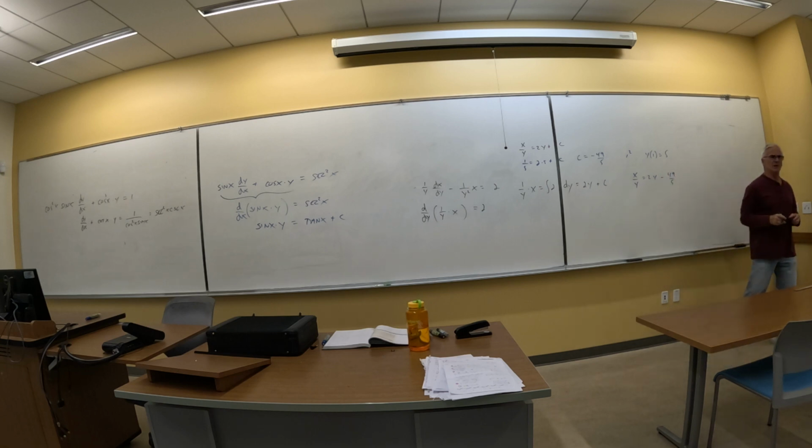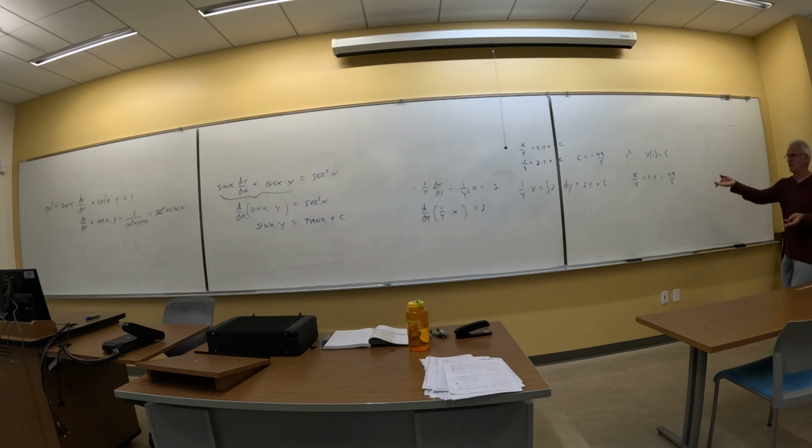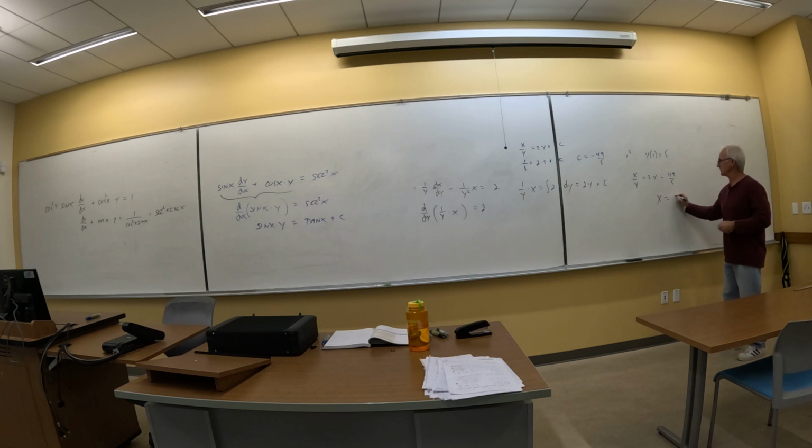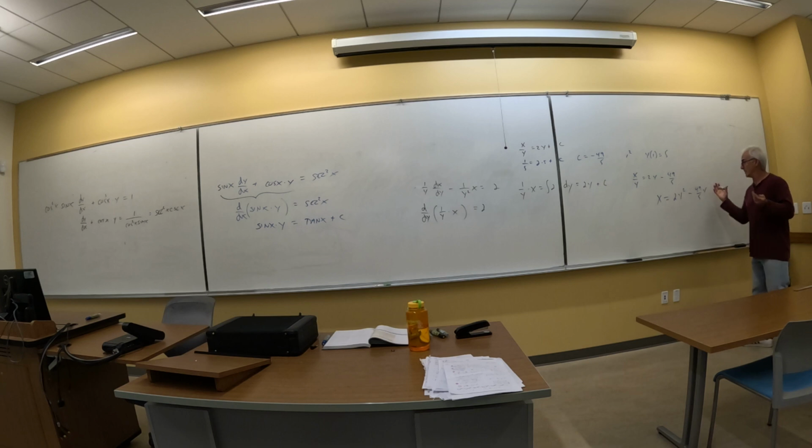How do I want to write my final answer, by the way? In terms of y. Do I want to write x equals or y equals? X equals. I actually want to write x equals because we said x is the dependent variable. Oh, let's multiply both sides by y. Then I'd have x equals 2y squared minus 49 over 5y. That's it. I don't need to do anything with that.